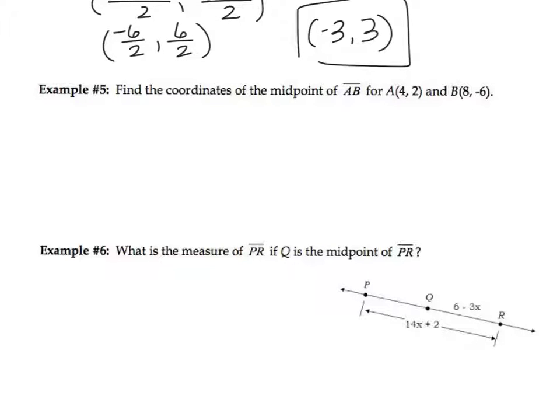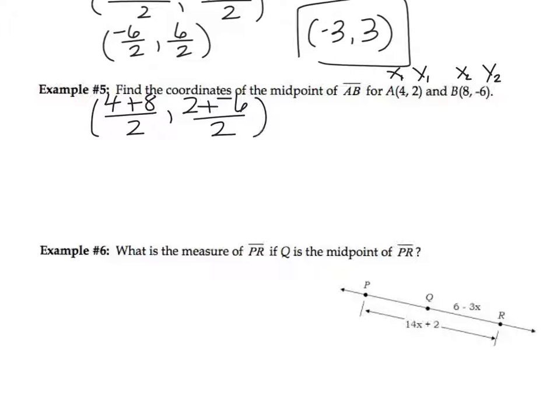In example 5, we want to find the coordinates of the midpoint of segment AB for A at 4, 2 and B at 8, -6. So again, label points x1, y1, x2, y2. When we add our x's, we get 4 plus 8 over 2, and then our y's are 2 plus -6 over 2. 4 plus 8 is 12, so we get 12 over 2. 2 plus -6 is -4 over 2. So we get a midpoint at 6, -2.